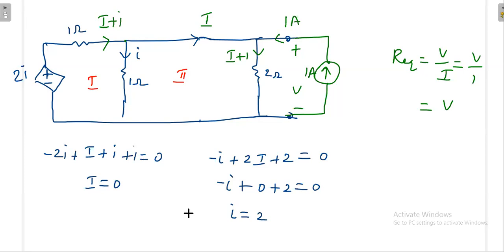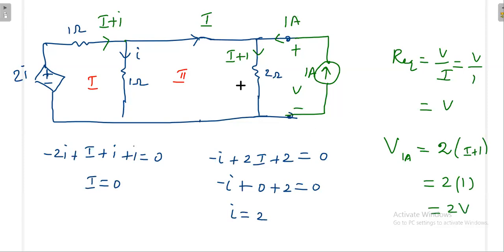So really what I finally need is the voltage here. What is the voltage across that 1 ampere current source? Because these two elements are in parallel, once I know the value of this I plus 1, then my problem is solved. Now I know small i is 0. If it is 0, this is 1. So really this is 2 volt only.